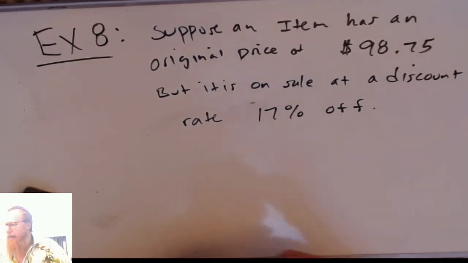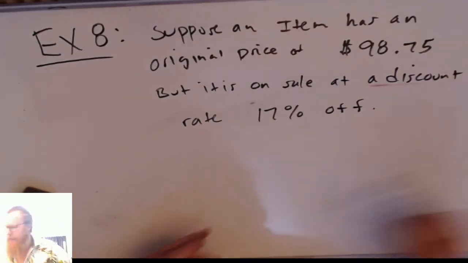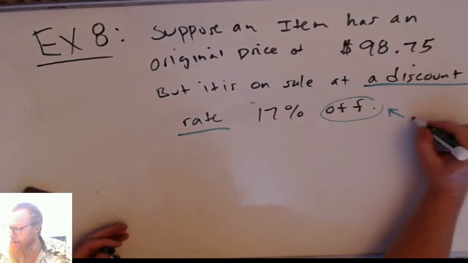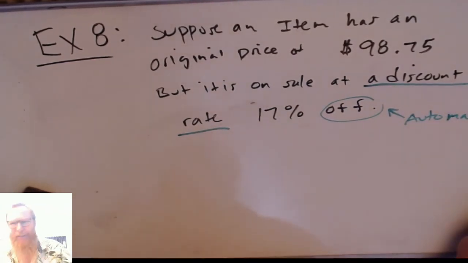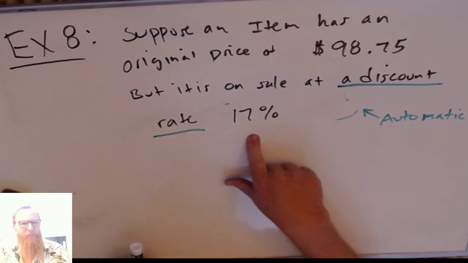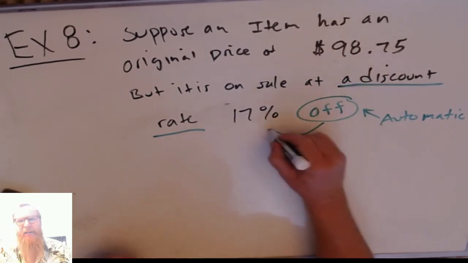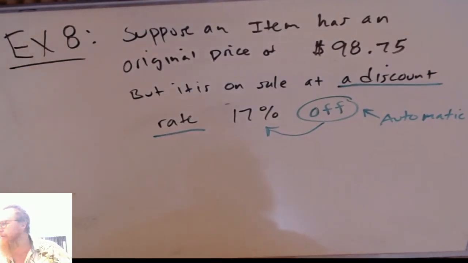So, by the way, if somebody says a discount rate, that automatically means off. Sometimes we won't even say off. We'll just say a discount rate of 17%, and that is implied to mean 17% off. That's to avoid that off controversy or ambiguity between the two different versions of that.